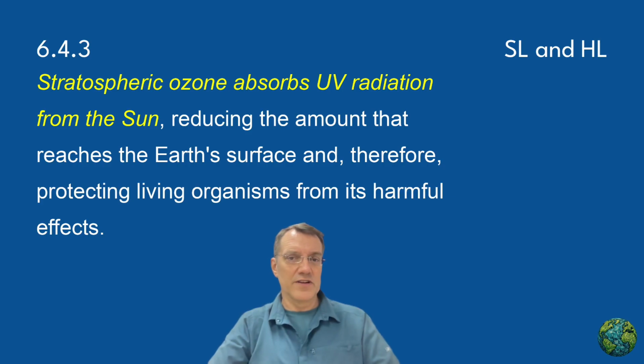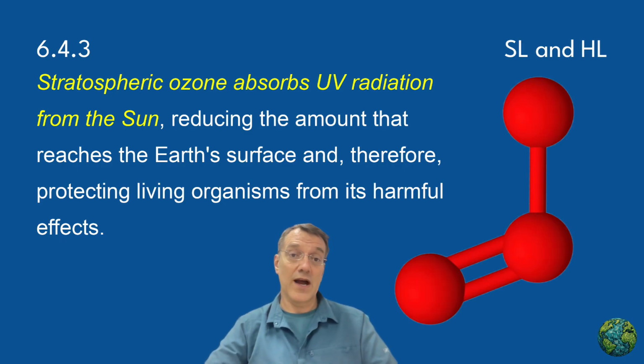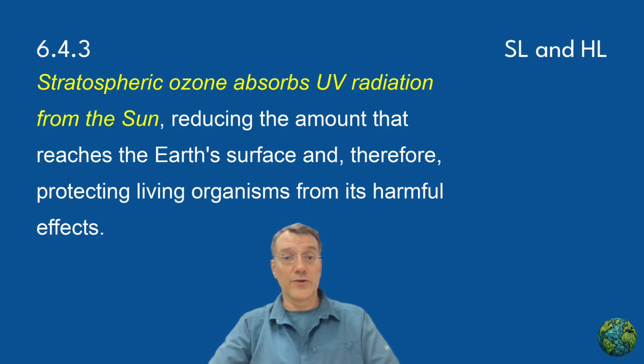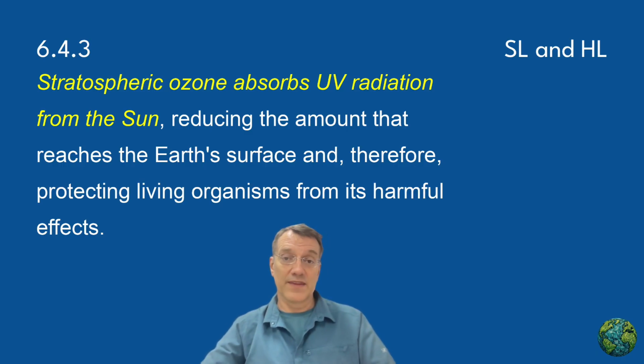Now, here's where stratospheric ozone becomes crucial. Ozone is a molecule made of 3 oxygen atoms, so that's written as O3. When ozone molecules in the stratosphere absorb UV radiation from the sun, they reduce the amount that reaches the Earth's surface. That's why the ozone layer is so important. It acts like a protective shield, which filters out most of the dangerous UVB and all of that UVC before it can harm living organisms.